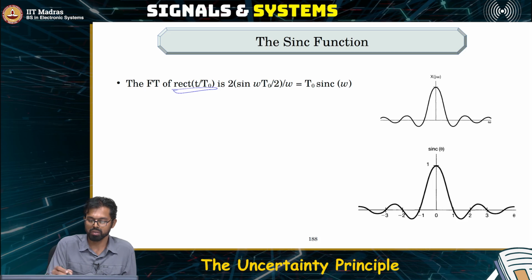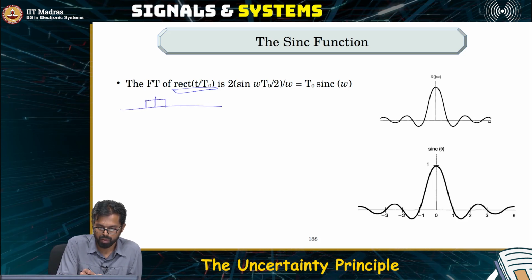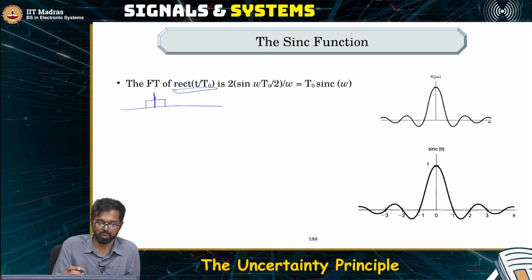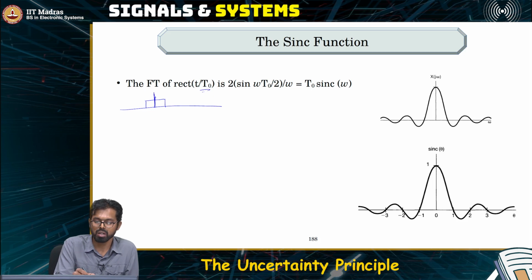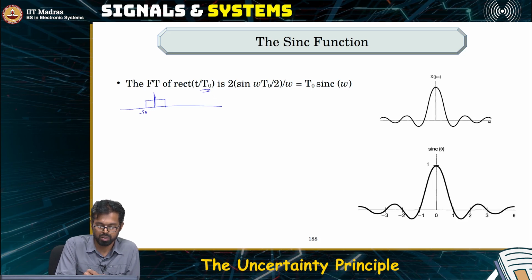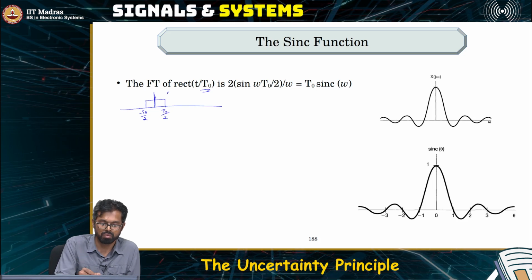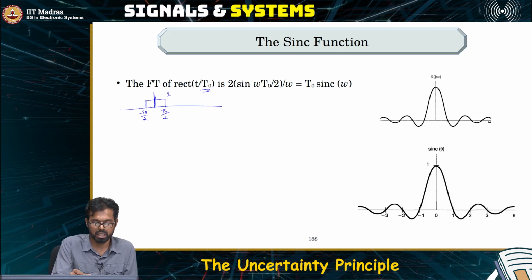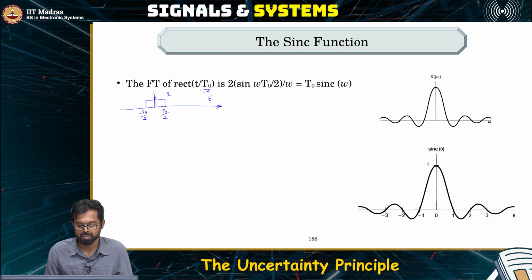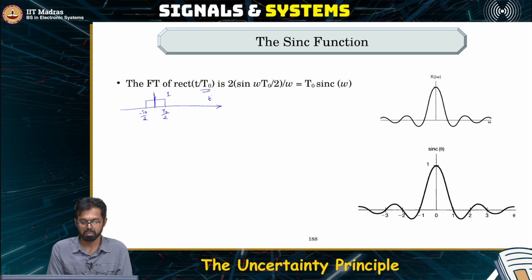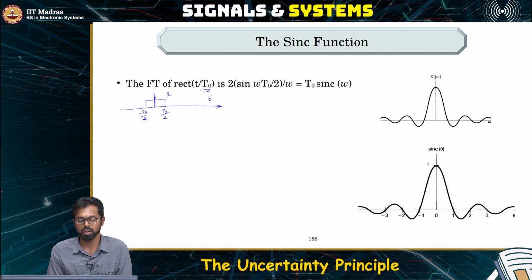Now what if a rectangular signal is given to us, and it is told that the signal is non-zero for some duration t naught and everywhere else it is 0. So this is the rectangular function for which we have to compute the Fourier transform. This is clearly aperiodic, so we cannot use Fourier series expansion. Let's try and compute its Fourier transform.